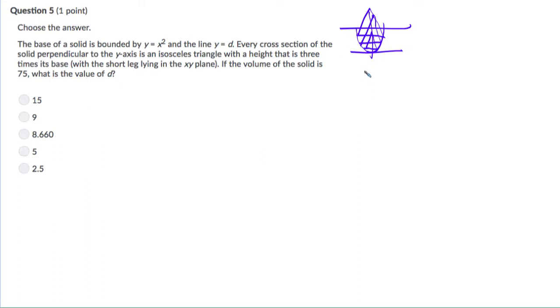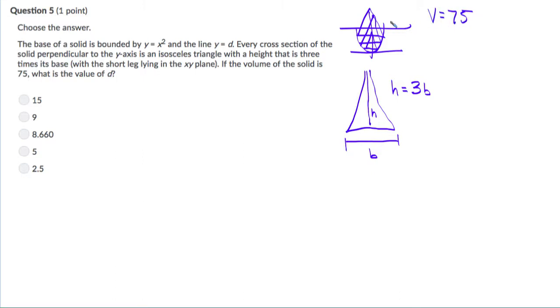We also have the fact that if I look at any one of those triangles, this base length here of the triangle, I'm going to call that the base length, and this is going to be the height of the triangle. It has this property where the height is 3 times the base. So the height is 3 times the base. And we also know the volume is 75. So volume is equal to 75.